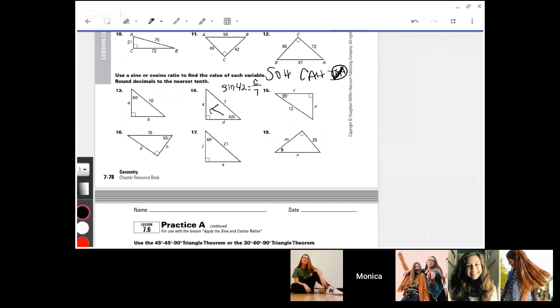So then the cosine involves the adjacent side, right? So if we have 42 degrees, D is our adjacent side. So we can say the cosine of 42 equals D over 7. Does that make sense?